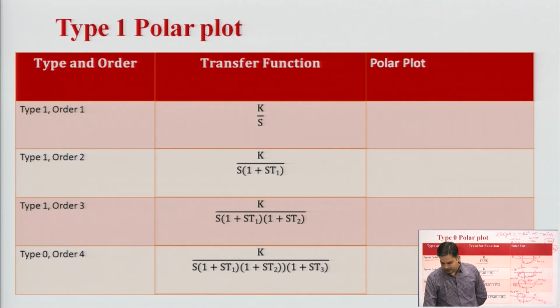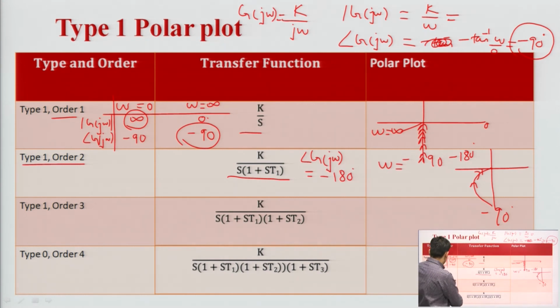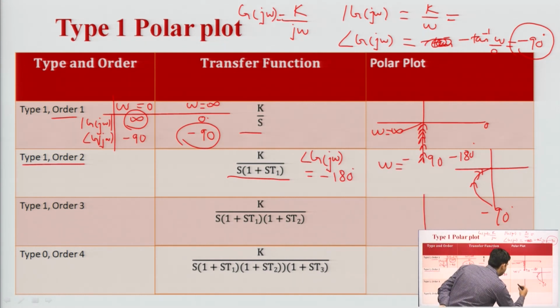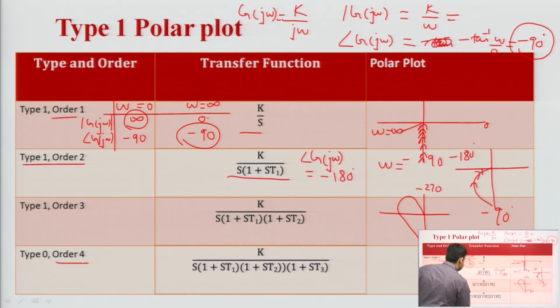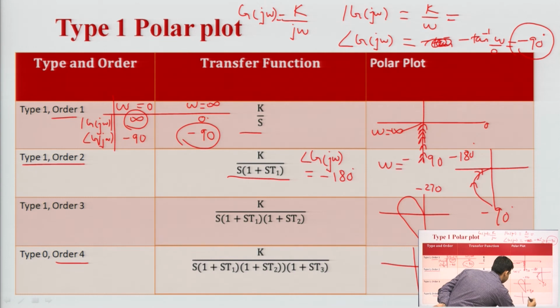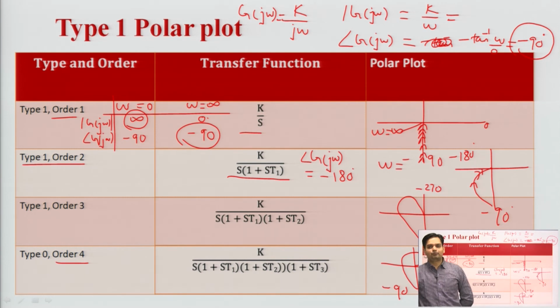So, directly I would like to complete the remaining plots. For order 3, my polar plot would be like this, start from minus 90, and it will terminate across minus 270. In the same way, when I go for order 4, I will start from minus 90, and then I will terminate across minus 360 or 0 degree. This is the polar plot for type 1.